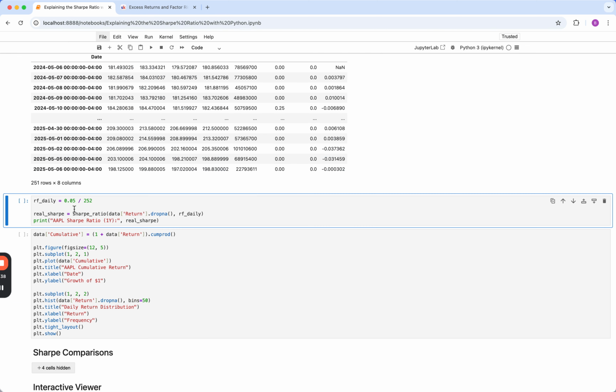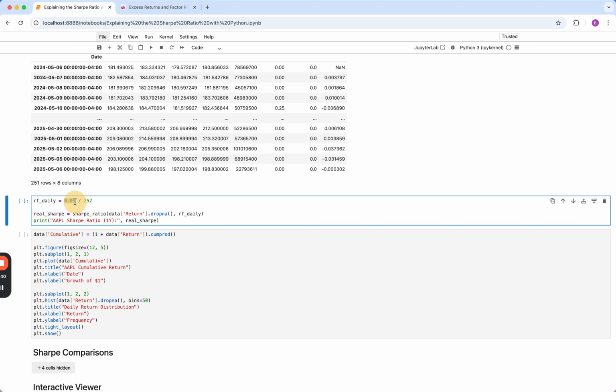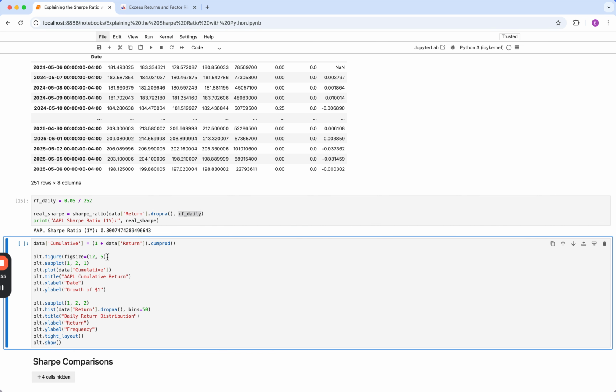Now let's say that our risk-free rate is 5% annually, and then we'll just divide that by 252 to get the daily risk-free rate. And we can calculate our Sharpe using the Sharpe ratio function that we defined before, passing in the returns value, and then giving it a risk-free rate on a daily basis. And you can see here that Apple has an annualized Sharpe of around 0.3, which is nothing crazy, but it's okay.